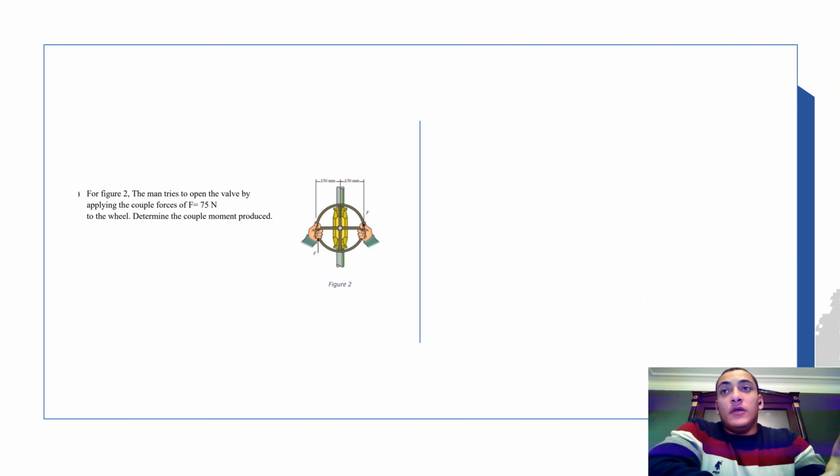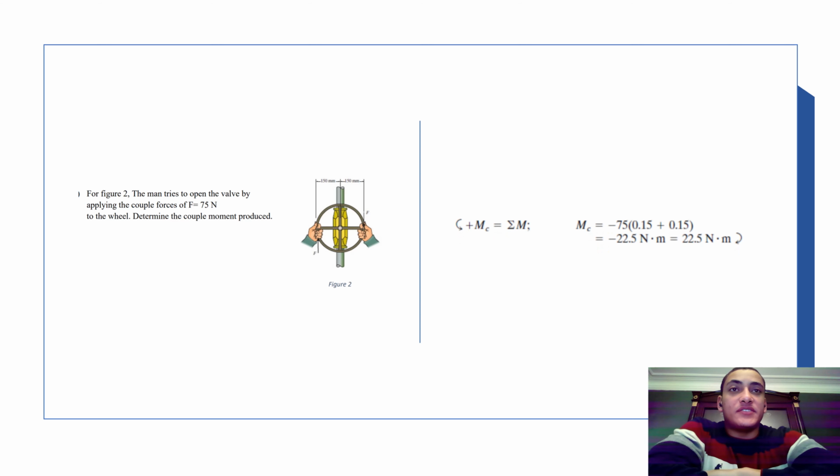For example, in figure 2, the man tries to open the valve by applying the couple forces of F equals 75 newtons to the wheel. Determine the couple moment produced. As you can see here in the solution, negative 75 multiplied by 0.15 plus 0.15, which is the distance, which was provided in millimeters, but we have to convert it to meters, which is 0.15. And negative 75, because the man is trying to open the valve by applying the couple forces.